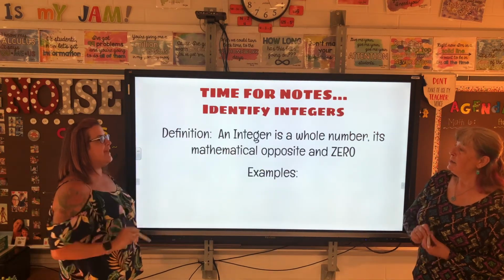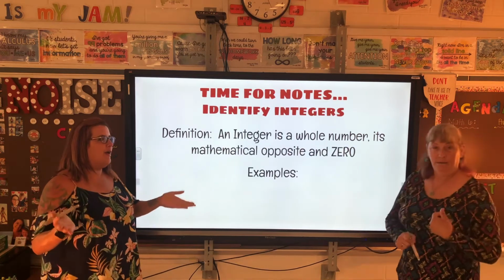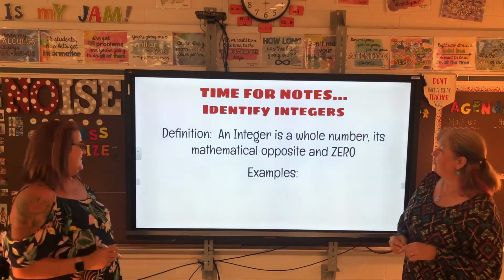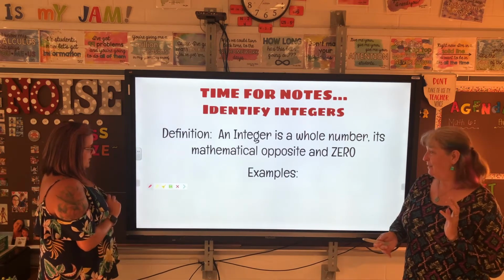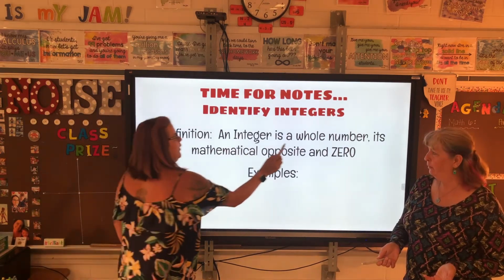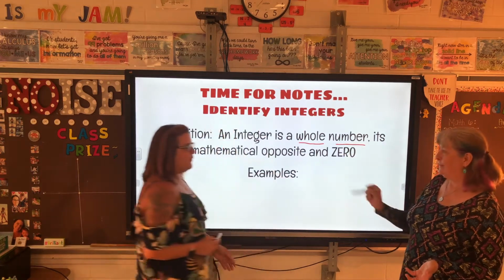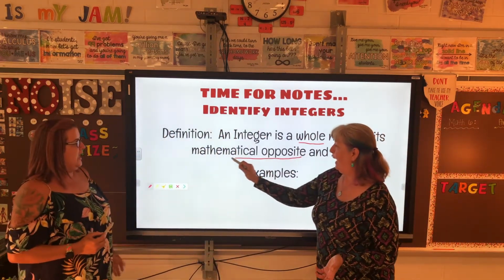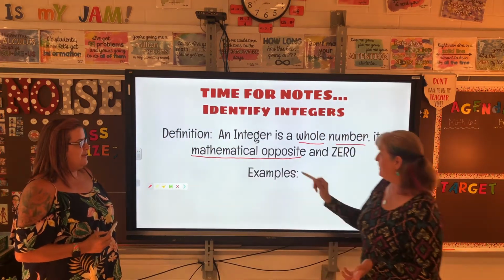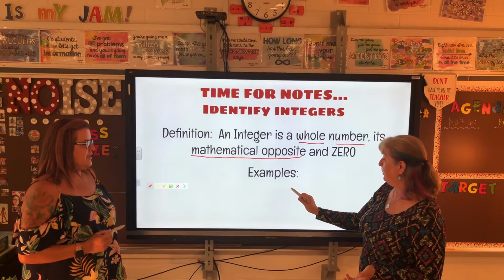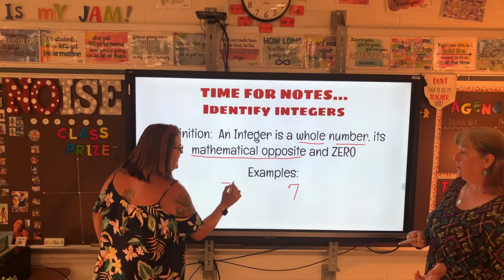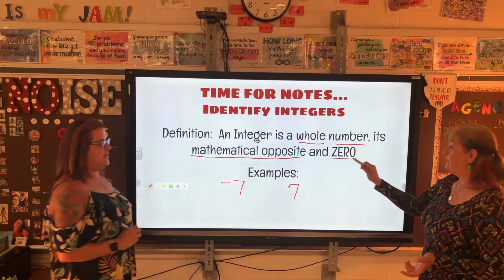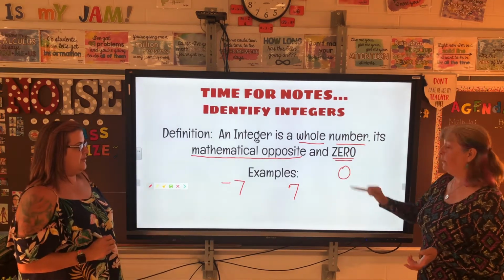So, Ms. Lamb, what is an integer? Well, I'm so glad you asked. An integer is a whole number, its mathematical opposite, and zero. A whole number? Yes. Like what? Like a whole number, like 7, and its mathematical opposite would be -7. And then, of course, we must include 0 at all times.